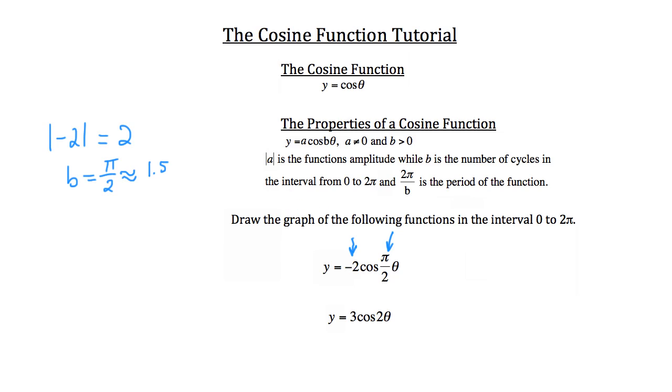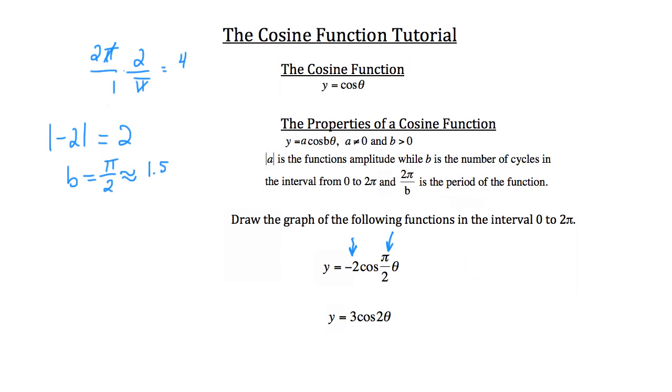And 2 pi over b is the period of our function, so 2 pi divided by b, which is pi over 2, would look like this. We have to invert and multiply that bottom fraction, the denominator there. So that would be 2 over pi. This would change to 1. Our pi's are going to cancel, and 2 times 2 is 4. So the period of our function is 4 units.